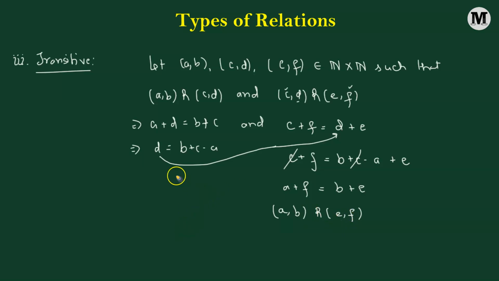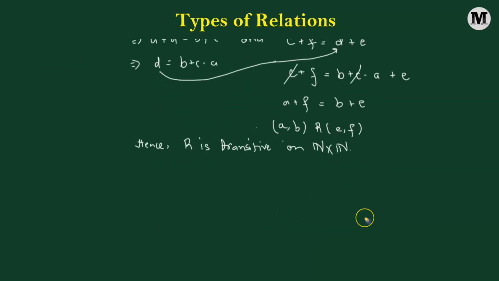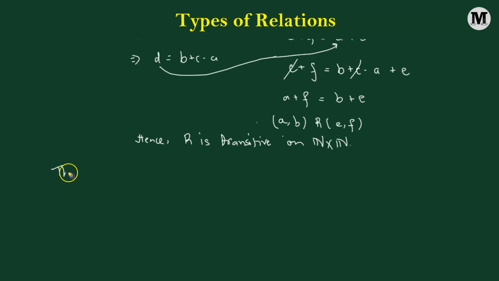Fine. So we started out by considering that the ordered pair a comma b is related to c comma d, and also c comma d is related to e comma f, and we were able to show that a comma b is related to e comma f. What does it tell us? This simply tells us that the relation R is also transitive. This is a transitive relation on the Cartesian product of the natural numbers with itself. Now finally we can say thus our relation R is an equivalence relation on the Cartesian product of n with itself. Fine.